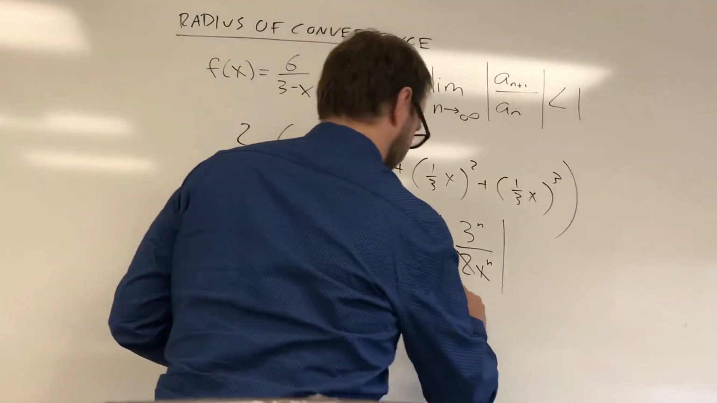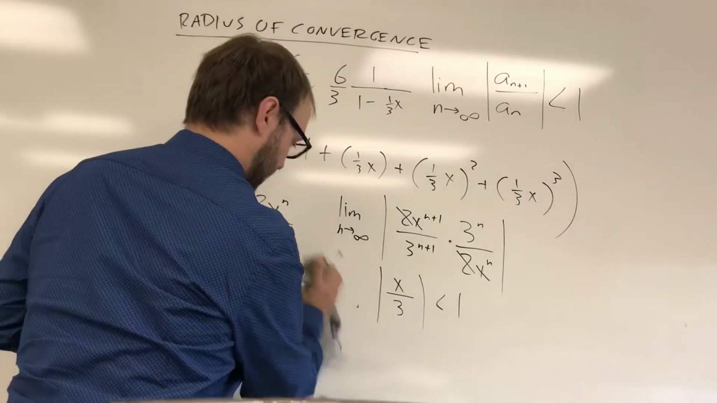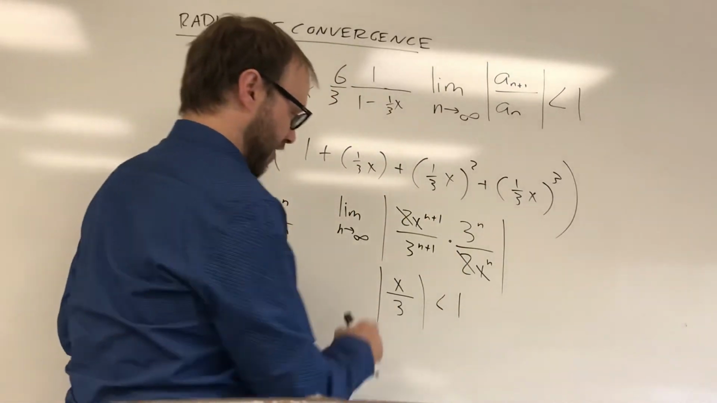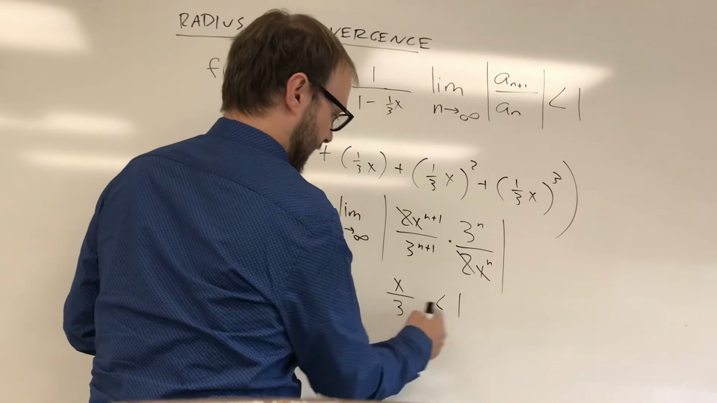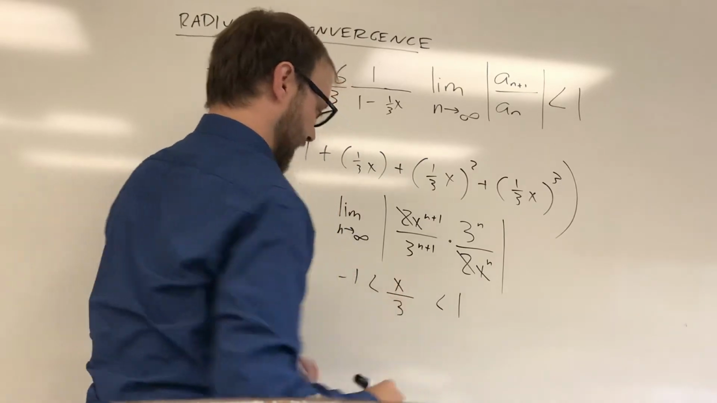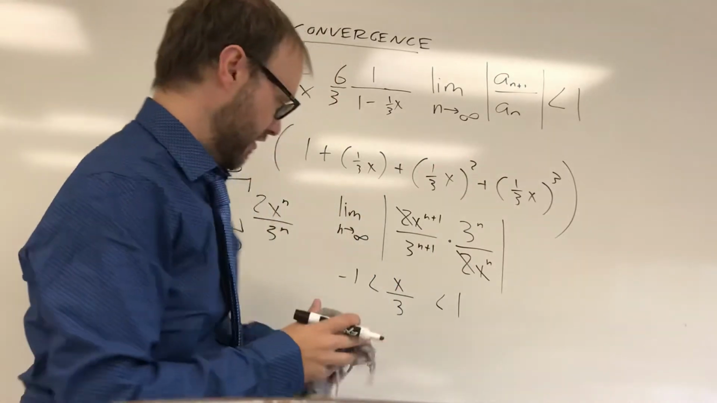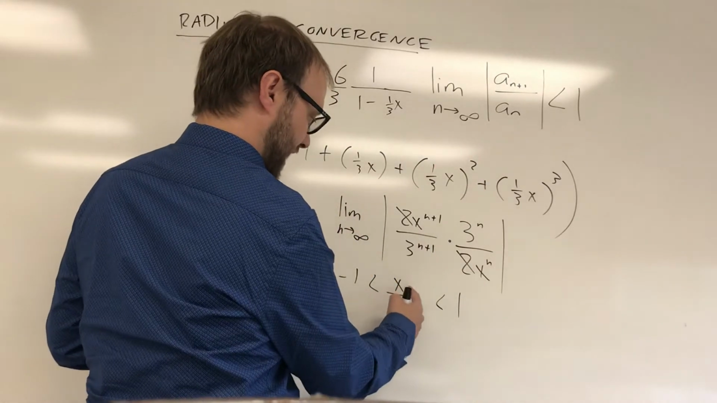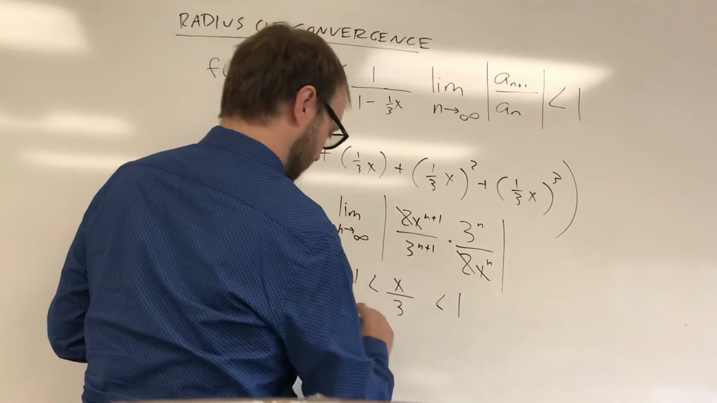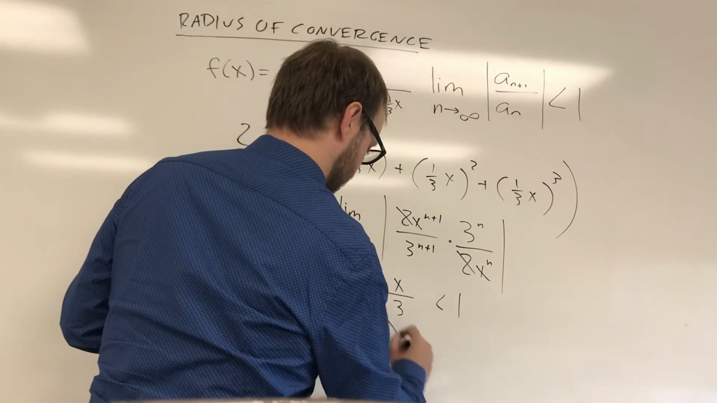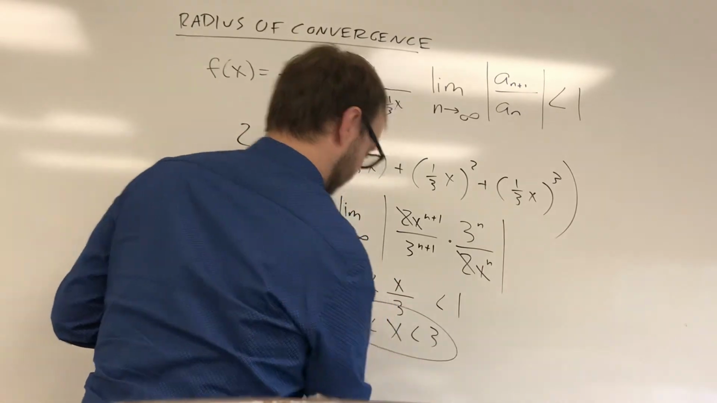We need this whole thing to be less than 1, okay? Remember, you can take out the absolute value. We want x over 3 to be less than 1. We want it to be greater than -1. And this time you can see we're not going to get 1 and -1 as our final answers. We can multiply all of these by 3, and we'll find out that x is between 3 and -3, okay?